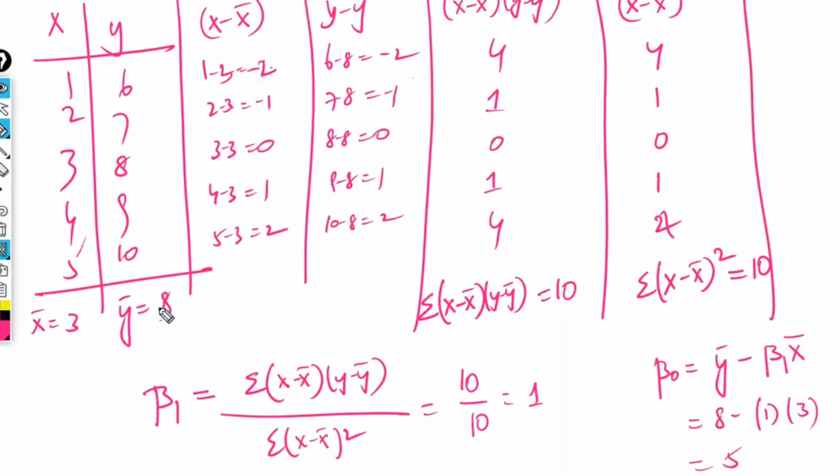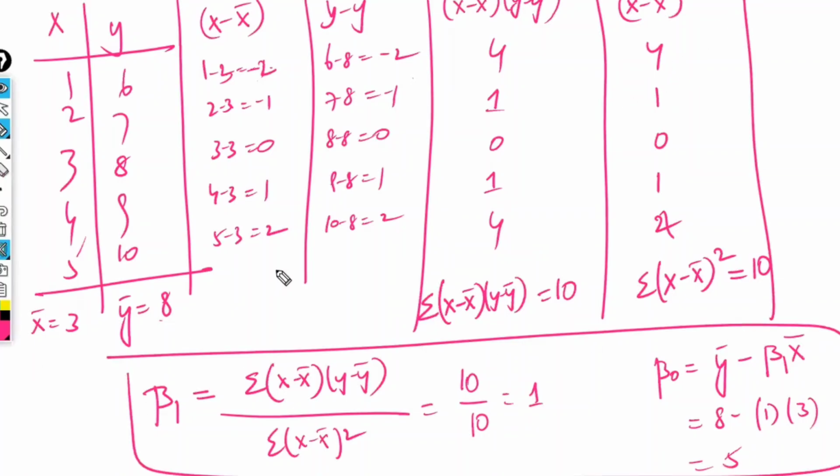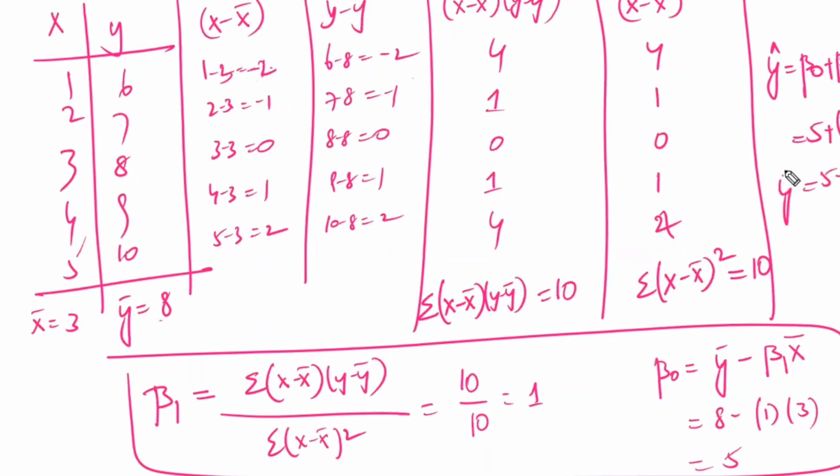Now, finally, the equation. Using these two, y hat is equal to beta naught plus beta 1 x. That is 5 plus 1 into x, so 5 plus x is the equation for this data set. Now that you have got this, everything will be in the backend code of the import. In Python, nothing else will be there.